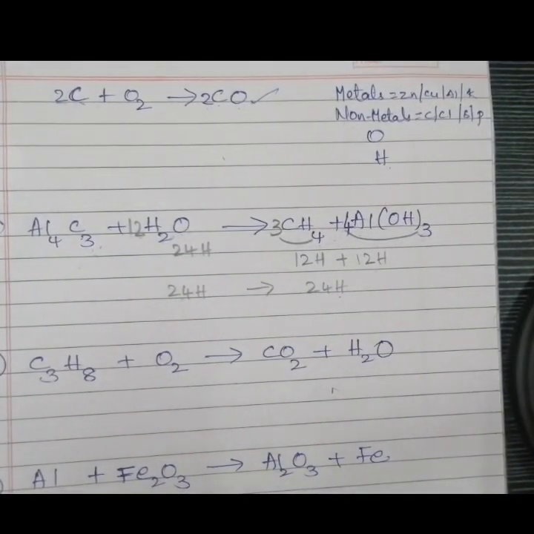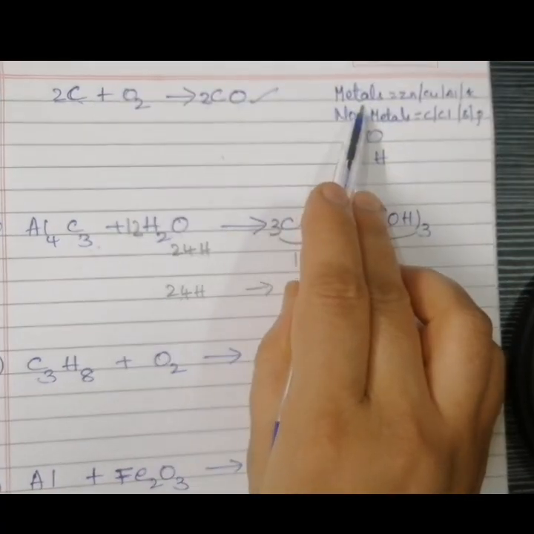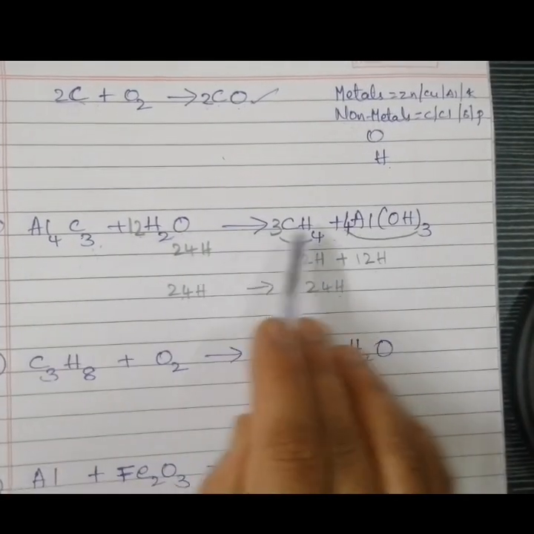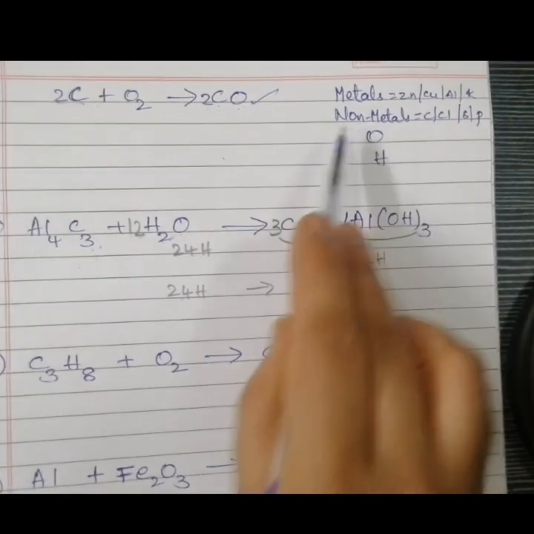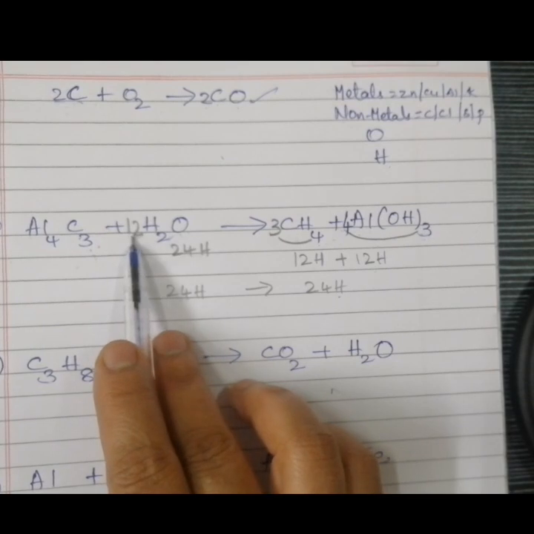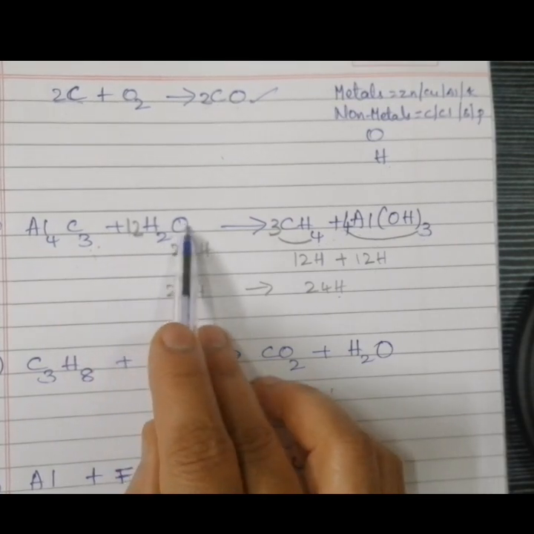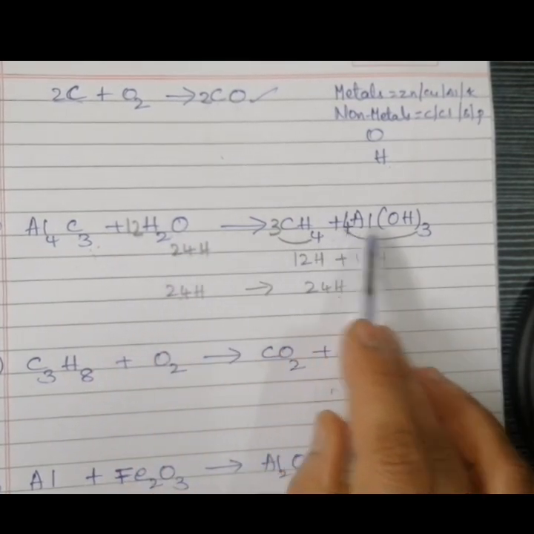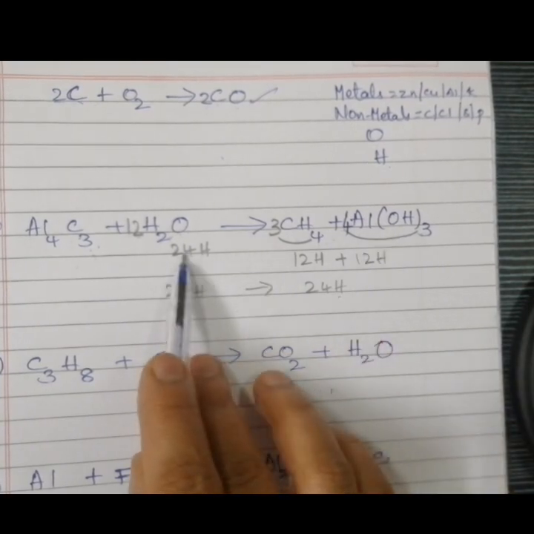Now the equation is balanced. Once again we have to check. Metals, how many metals are there? 4, 4. Okay. Then non-metals, carbon, 3C. Okay. Again oxygen. How many oxygen? 12 oxygen. And how many oxygen? 4 3s are 12 oxygens here.